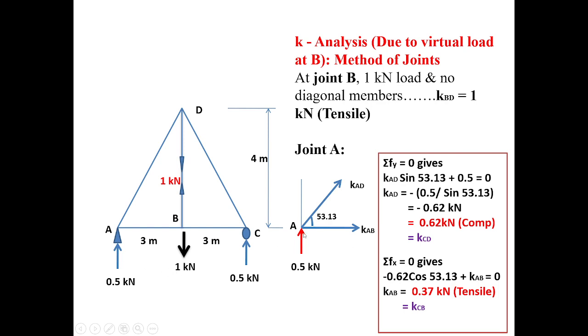Again when I consider equilibrium of joint A, I can say that this is KAD and KAB, and this is 0.5 kilonewton. Again summation of Fy equal to 0 gives KAD sine 53.13 plus 0.5. When I solve, it becomes minus 0.62 kilonewton. That means it is 0.62 kilonewton compressive. And again it is obvious that whatever KAD I am getting, same I will get KCD. Similarly, summation of Fx equal to 0 gives minus 0.62 cos 53.13 plus KAB equal to 0. This is minus 0.62 because KAD I assumed tensile, but the answer came out to be negative, so it is compression. Therefore I have to substitute here minus 0.62 cos 53.13 plus KAB is equal to 0. When I solve, KAB is 0.37 kilonewton tensile, which is same as KCB.